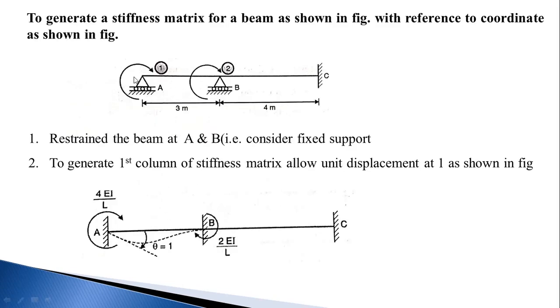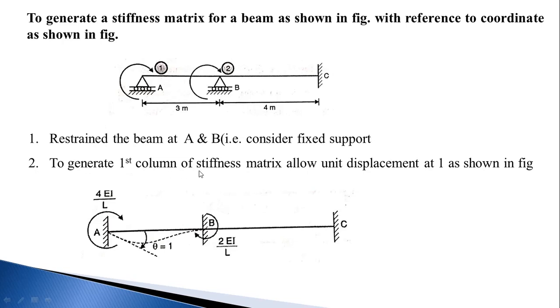Let us see one more example of how to generate a stiffness matrix. To generate a stiffness matrix for a beam as shown in figure with reference to coordinates as shown in figure. So this is a continuous beam, two ends are roller supports and one end is fixed. And coordinates at 1, that is A, is moment, and at B is also moment. So restrain the beam at A and B, that is, consider fixed support.